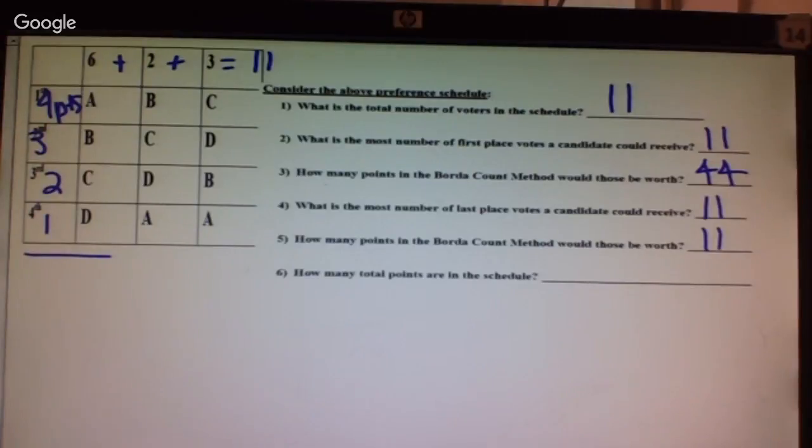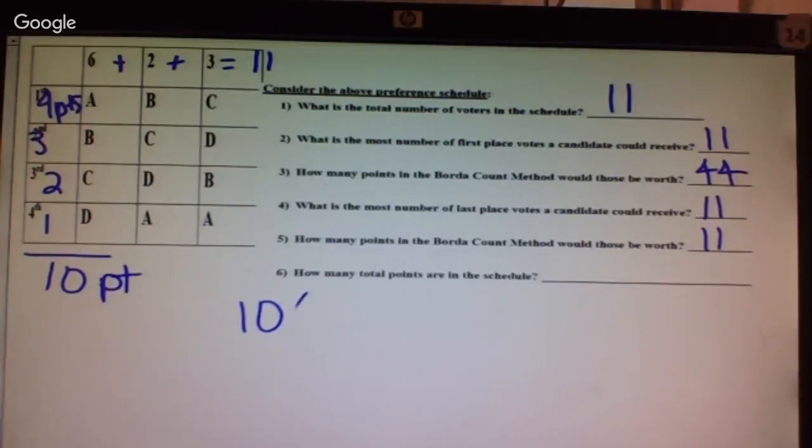How many total points is all of that? Yeah, you get 4 points, 3 points, 2, and 1. 4, 5, 6, 7, 8, 9, 10. Okay? You get 10 points in one ballot. So 10 times 11. 11. So each ballot is worth 10 points: 4 points, 3 points, 2 points, and 1 point.